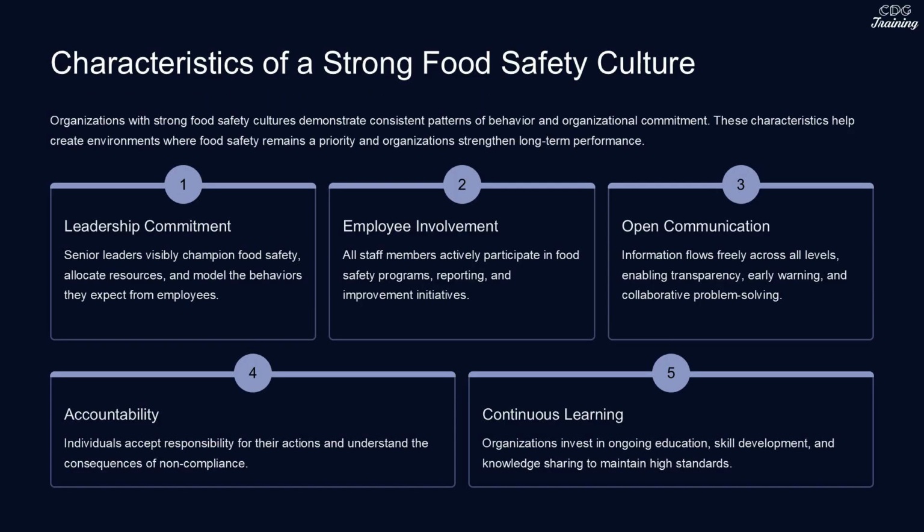Organizations with strong food safety cultures demonstrate consistent patterns of behavior and organizational commitment. Key characteristics include leadership commitment, employee involvement, open communication, accountability, and continuous learning. These elements create environments where food safety is prioritized, and organizations strengthen long-term performance. By fostering these characteristics, organizations can ensure that food safety remains a core value and is integrated into daily operations.